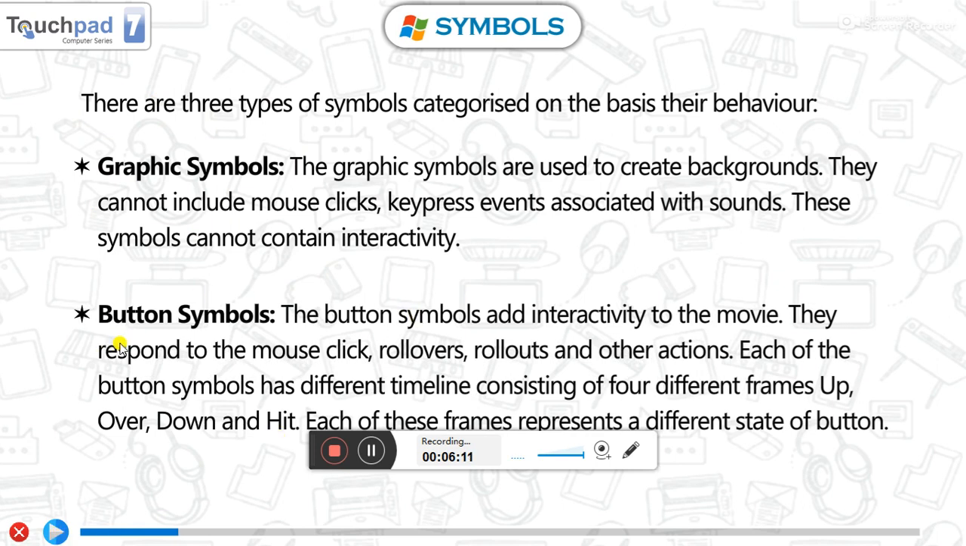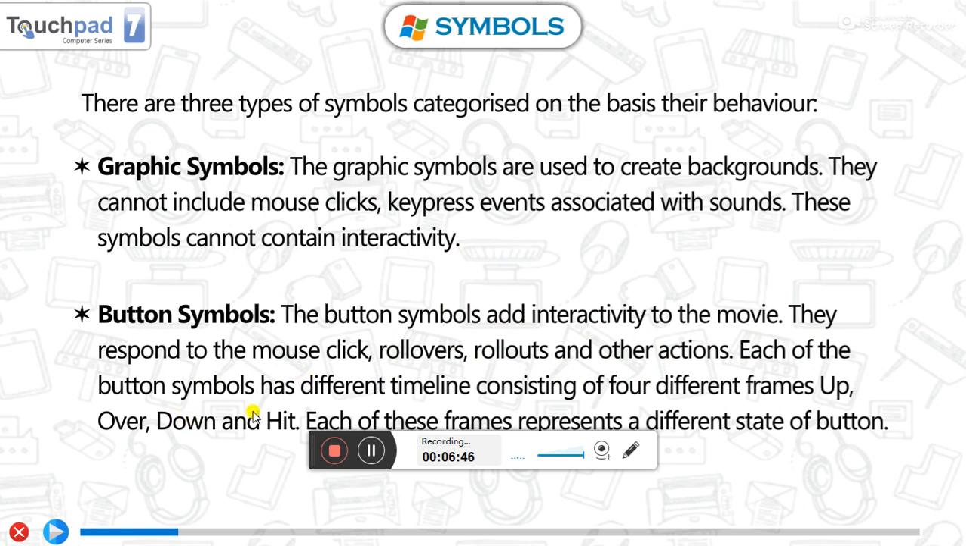Second one, button symbols. The button symbols add interactivity to the movies, like OK button, cancel button, close button. They respond to the mouse click, roll over, roll out. Roll over means on the button, roll out means outside the button, and other actions. It responds to clicking of the mouse.